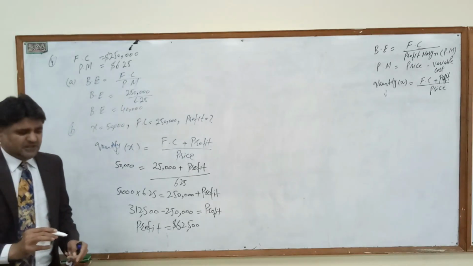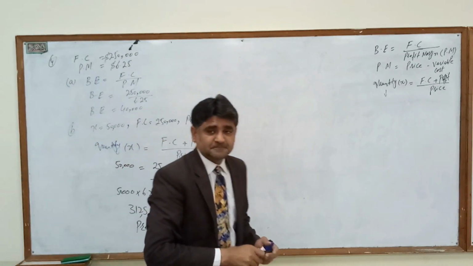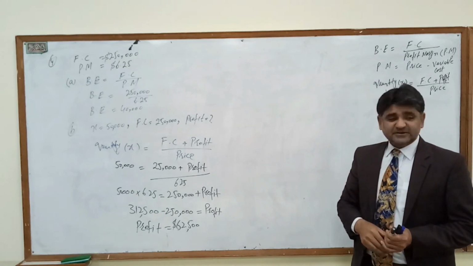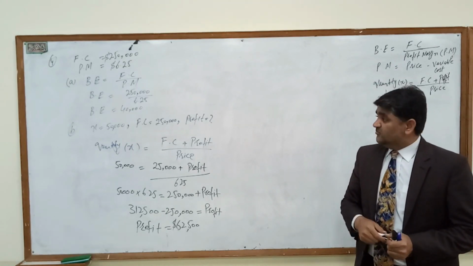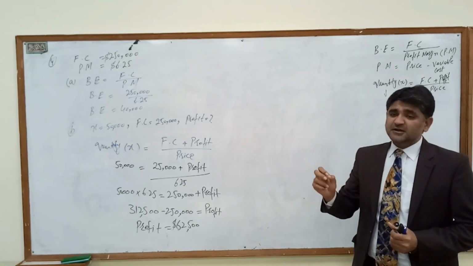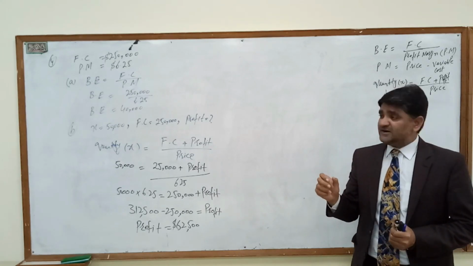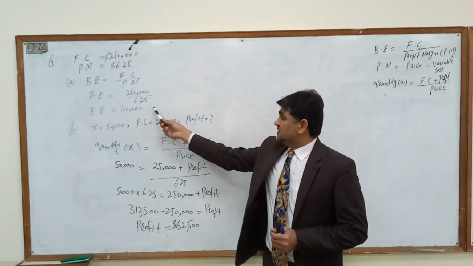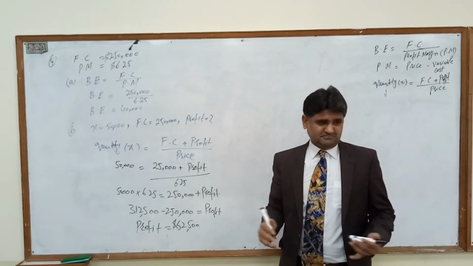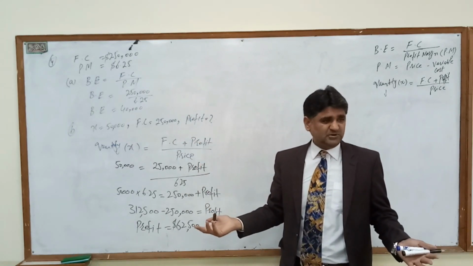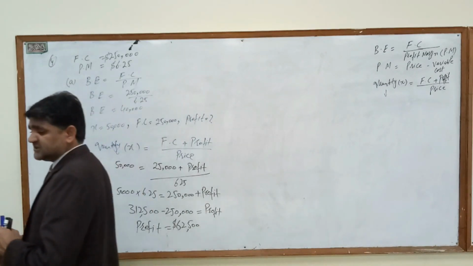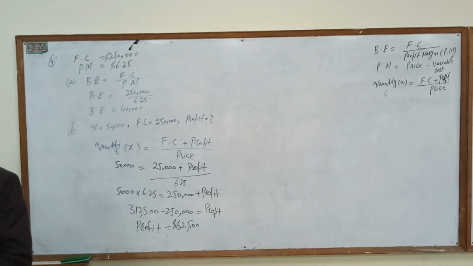62,500 is the profit. Where is profit, where not loss? There is an increase. Profit arises if quantity is greater than the break even. What is break even? 40,000. Then you will be getting profit. If there are 30,000 books, you will be facing loss. Concept clear? Yes, sir. Okay. Let us go to question number 4.